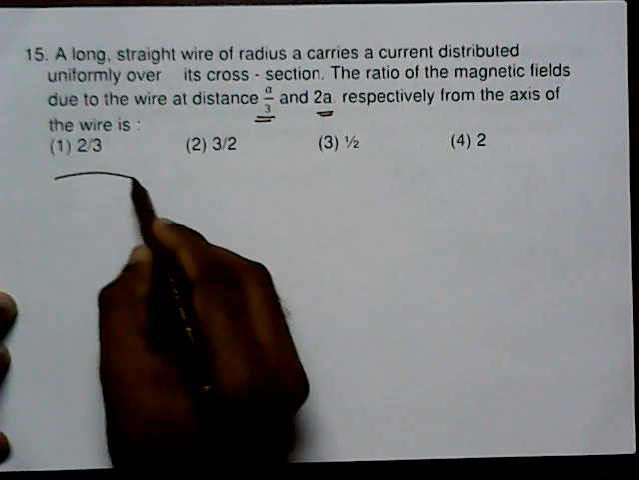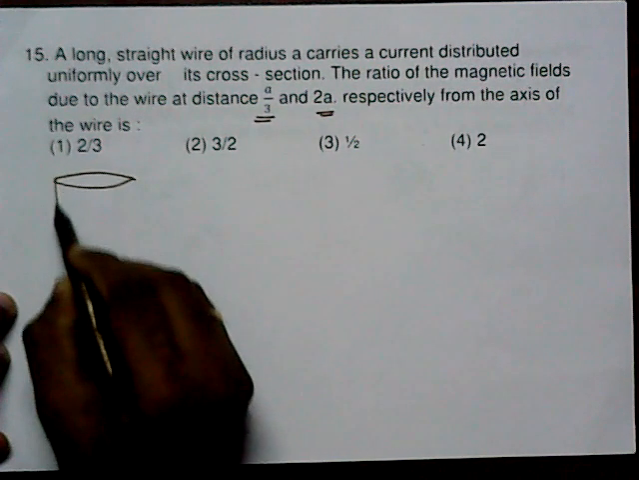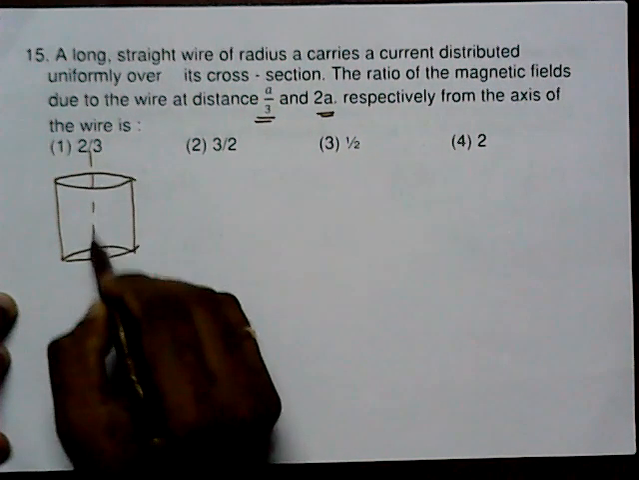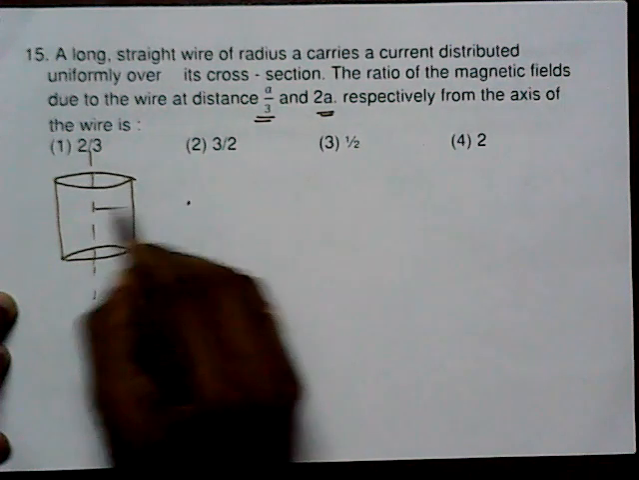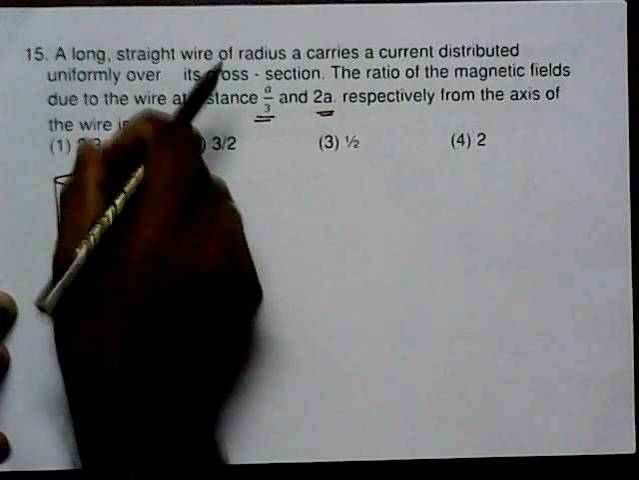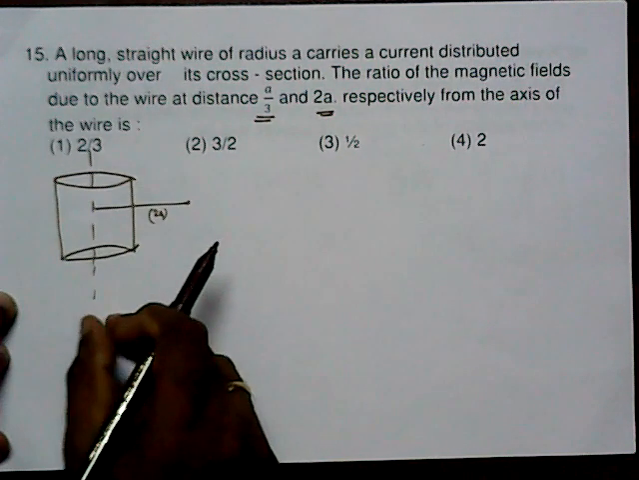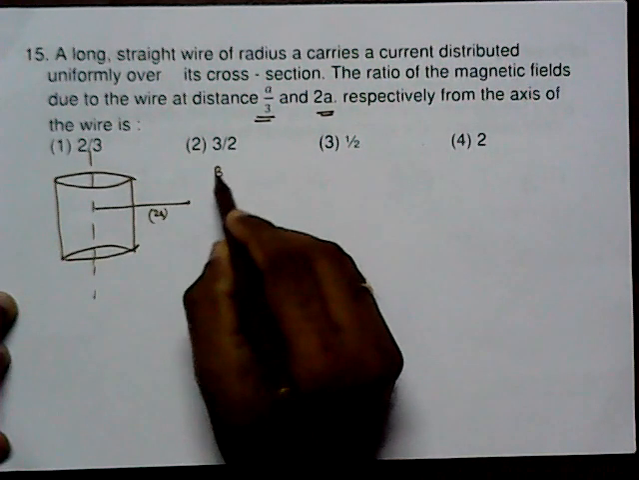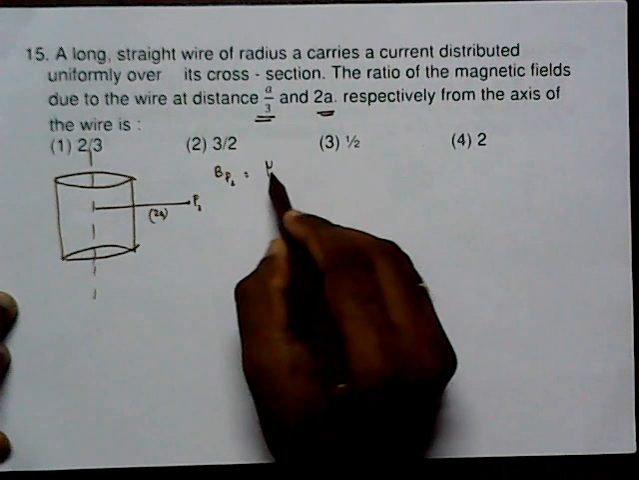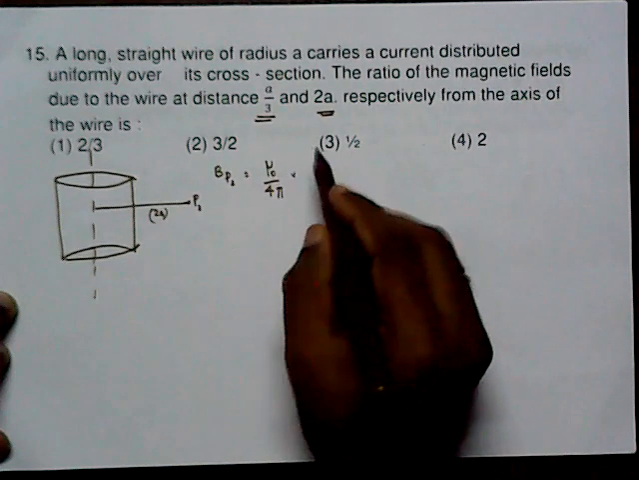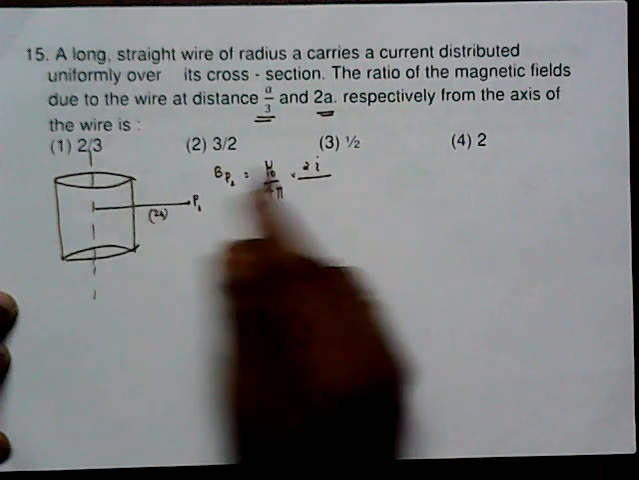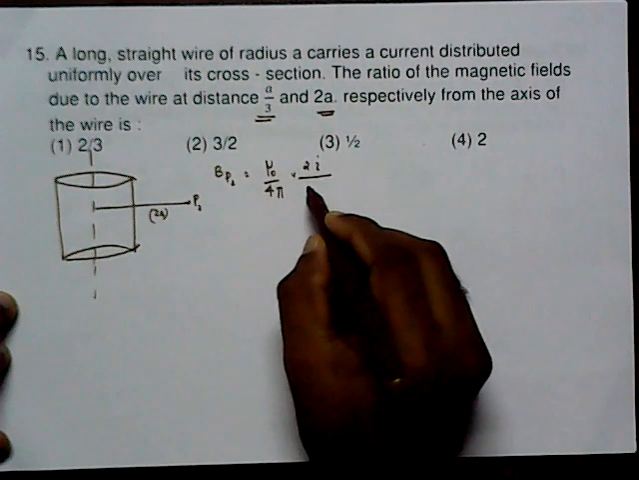See, if you just consider one wire, from the axis, if you want to find the value at a separation of 2A, you can consider that the wire is concentrated along the axis and is infinitely long. The magnetic field at this point P2, BP2, becomes so easy: mu 0 by 4 pi into 2I divided by the separation, that is nothing but 2A.